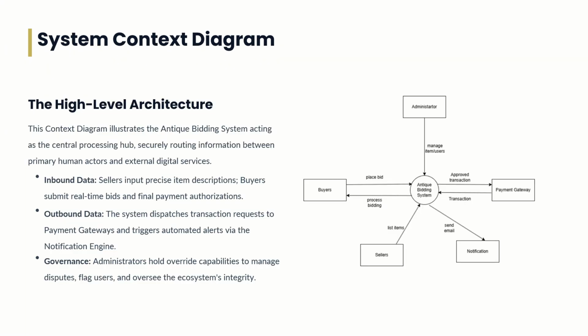This is the context diagram for our antique bidding system. There are a few human actors and external digital services for our system. For the inbound data, we have sellers inputting precise item descriptions, buyers submitting real-time bids, and final payment authorization. For outbound data, the system dispatches transaction requests to payment gateways and triggers automated alerts via the notification engine. And for the governance, administrators hold override capabilities to manage disputes, flag users, and oversee the ecosystem integrity.